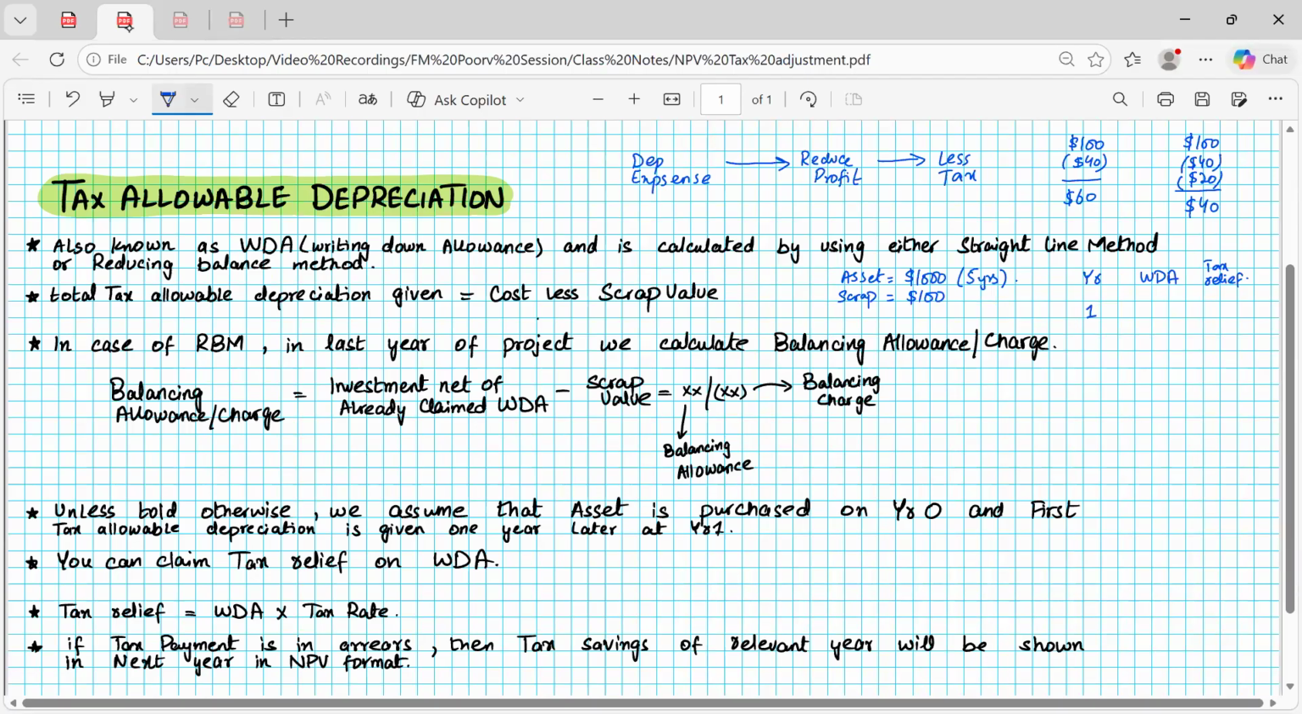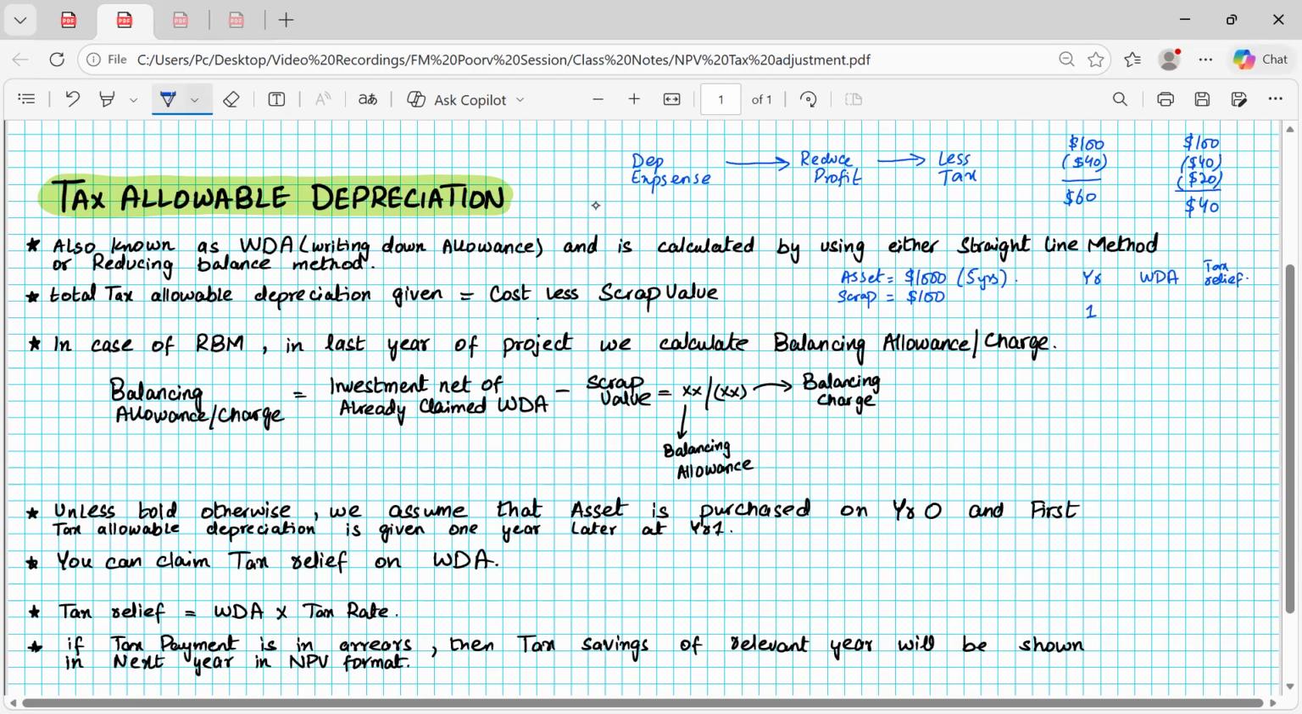Could you please explain the top part again? My meeting had got disconnected. Which part? The one before the tax, when you were explaining the depreciation and expense and reduce profit after that.